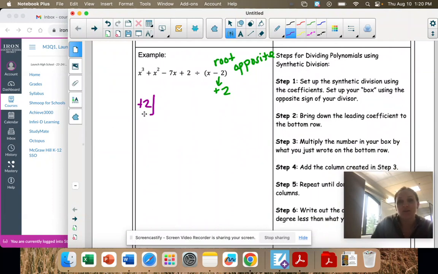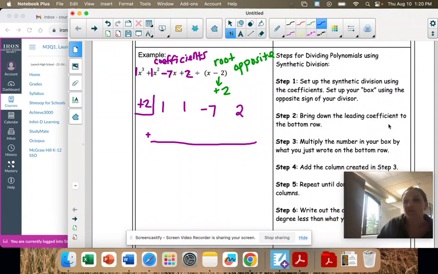So you put a little box around that 2, and then you want to use the coefficients. So 1, 1, those are invisible, -7, and 2. Those are your coefficients and what you're dividing into. So 1, 1, -7, 2. And then leave space because you're going to add and draw a line.